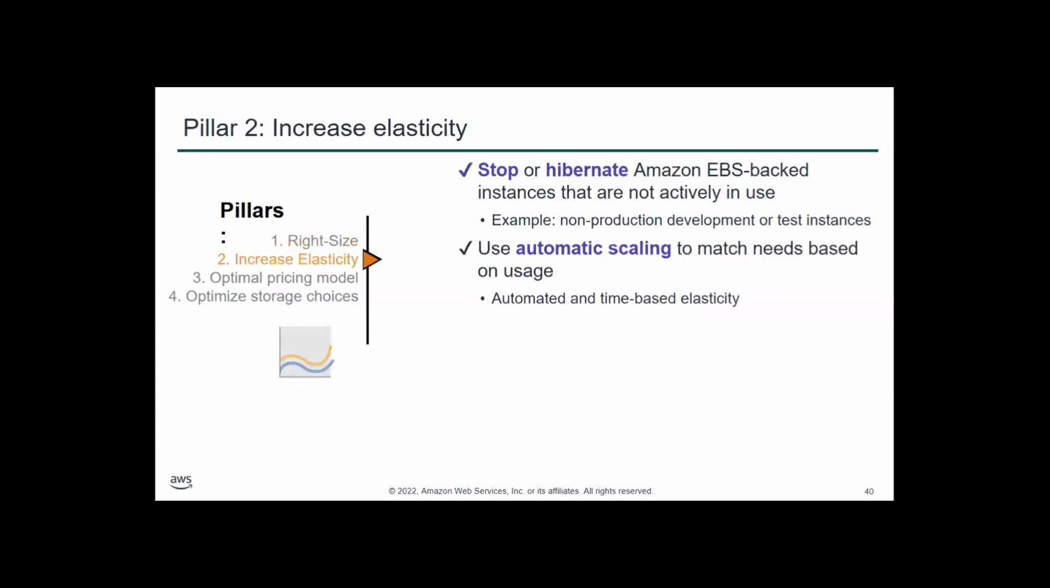Then we talked about stop or hibernate, that is increase elasticity. How can we increase elasticity? Whenever we are not using the server, we'll try to stop or hibernate it, and you can use auto scaling also, so that automatically it will add and remove instances by itself. We don't want to take the headache of coming and manually changing everything.